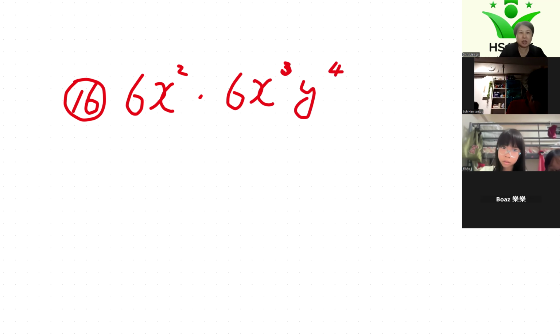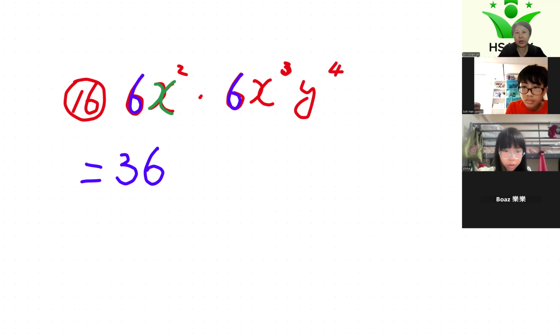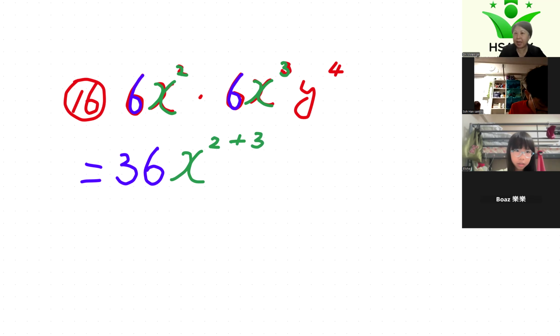6 times 6, 36. And then we deal with the x, okay? You see, x to the second power, x to the third power. Okay, so x to the second power times x to the third power: x is the base. The same base, but different index, so we add the index together. And then is the y. For y, there's nothing else, only 1, so we just put it back, okay?